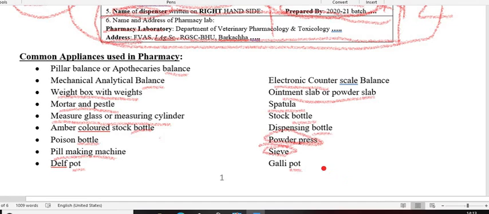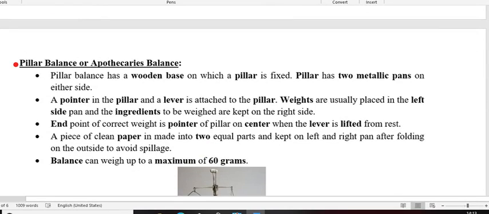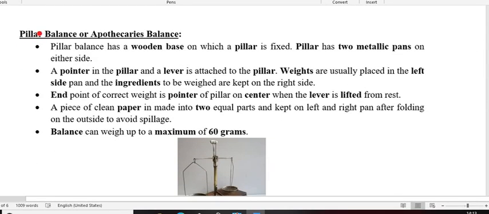So these are all about the appliances of the pharmacy lab, and one by one we have to go through them. First we have to go through the pillar balance. The name itself tells what a pillar balance is. A balance has a pillar, and it follows the weight and measure of apothecaries, so we also call it the apothecaries balance.